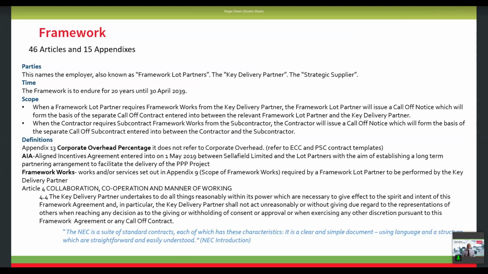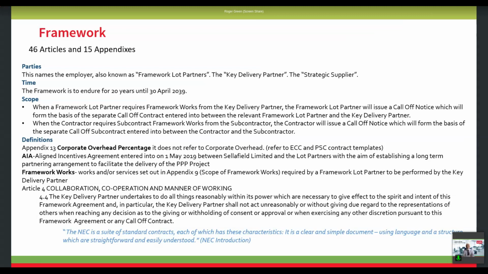This is then when we come into the benefits of achieving the client's aims. So the lot partners have an AIA, which is an aligned incentives agreement. So they all have an incentive which will identify particular delivery parts to that contract. Then as a KDP, we would set up key performance indicators that would support those. And then further down, obviously as a supply chain, we would look to do the same with yourselves, either on a contract type or on some kind of incentivization.